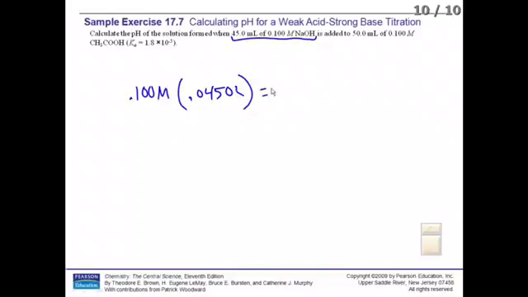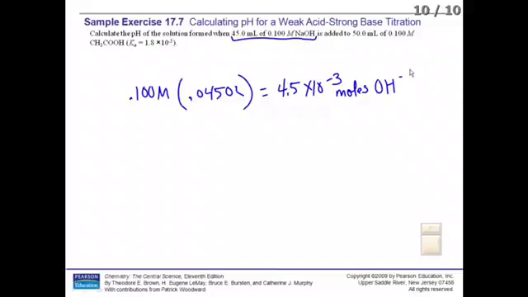And let's see, 0.1 times 0.045. Alright, so I get 4.5 times 10 to the negative 3, and that's moles. This is a strong base, so we can pretty much assume that that's all OH. Okay? So that was the easy part. The hard part comes from the acid. The acid is where you're going to run into a stumbling block.